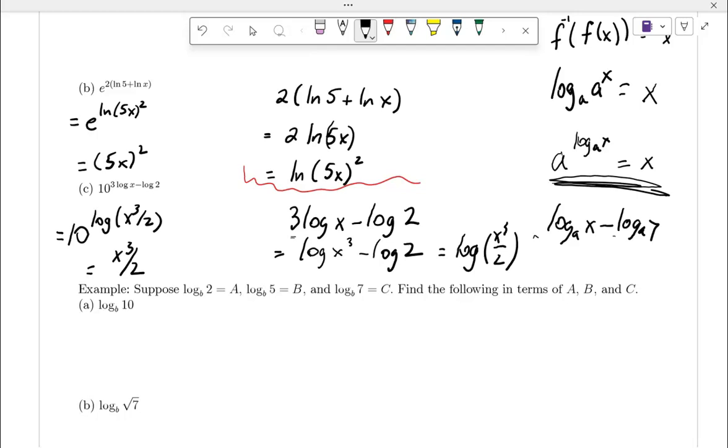So again, the process here is to rewrite it as a single log, and then notice that we have the inverse property of each other. This is going to come up when we solve equations in a little bit. All right. Questions?